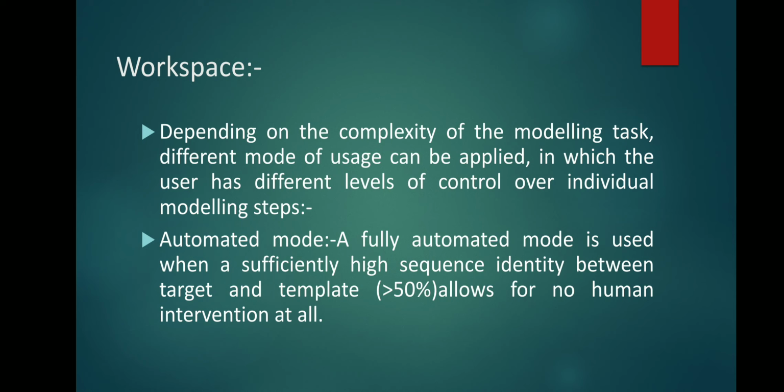Automated mode is one of the modes. It is a fully automated mode in which, when a sufficiently high sequence identity between target and template is known, there is no human intervention for homology modeling. It is fully automated, and the homology model is given without any human intervention.